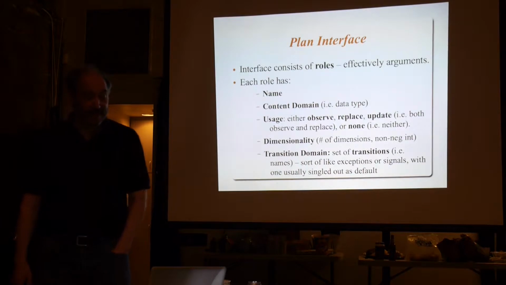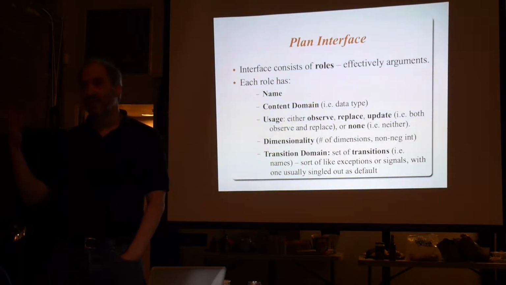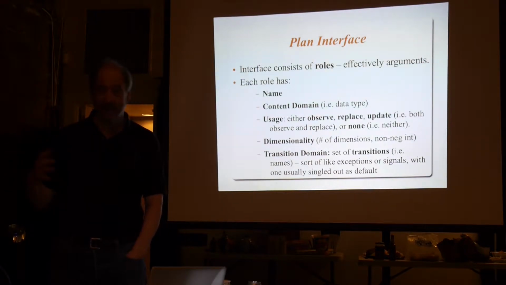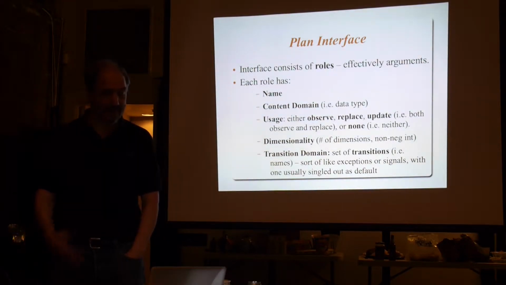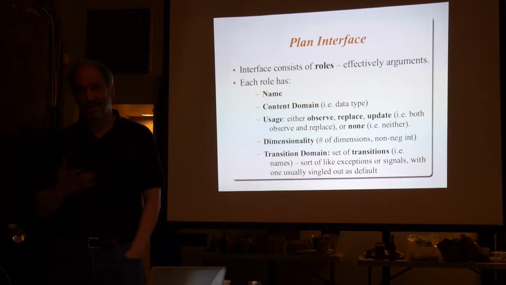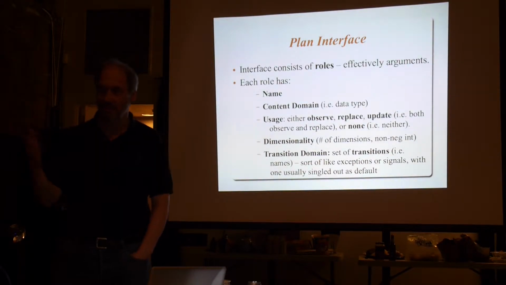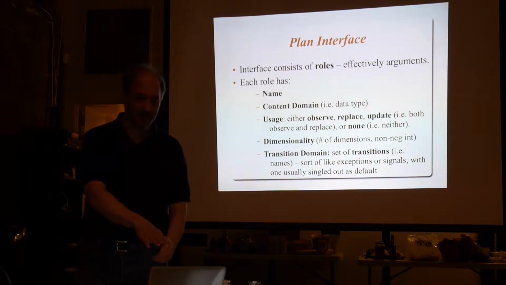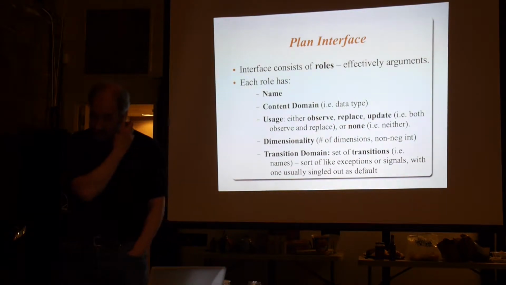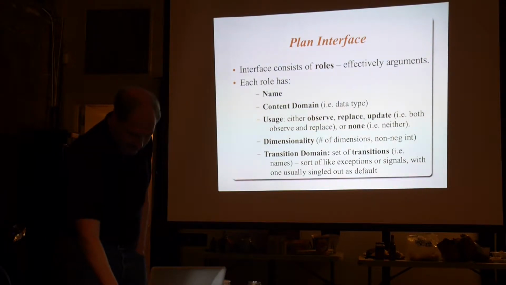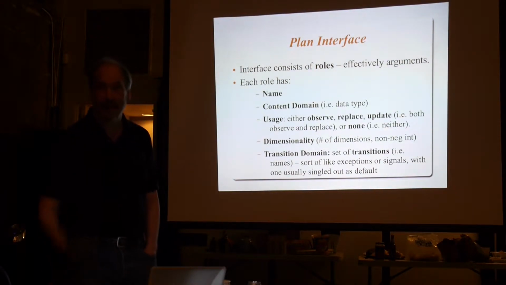A plan interface consists of roles, and you can think of them as arguments, they're very similar. Each role has a name, a content domain, which is basically a data type, and a usage, which you might be familiar with as in, out, or read, write. They're called observe, replace, and update here, but they're basically like that. A dimensionality, which is fine. Just what's none? None.